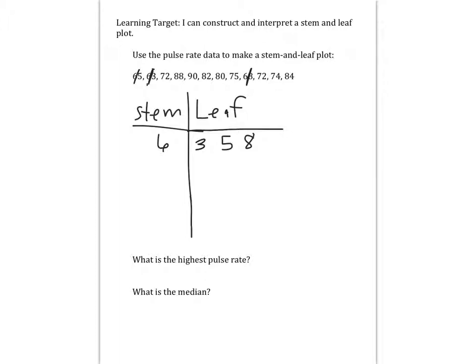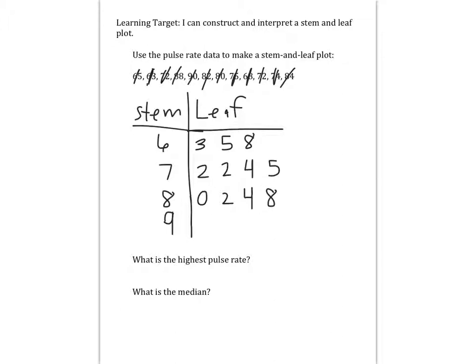Now I've got to look at the 70s, and again I want to go from least to greatest. So I'll write a 7 in the stem side, and then I see a 72, I see another 72, so I have to repeat that, and then I see a 74, a 75, and that looks like it's all of the 70s. Now I'll take a look at the 80s, so I'll write 8, and then 0 on the leaf side, a 2, a 4, and then an 8. And lastly, I see I have a 90, so 9, 0.